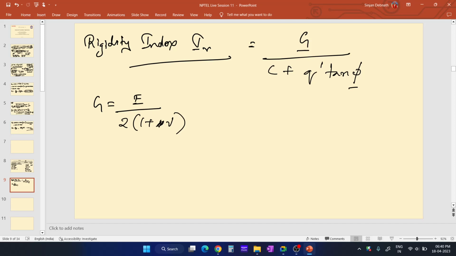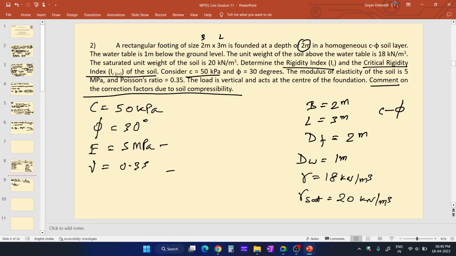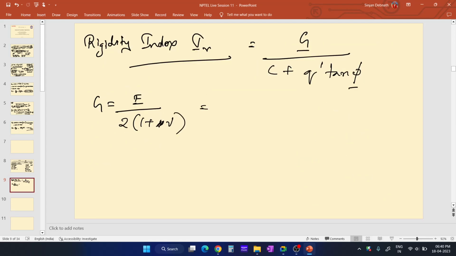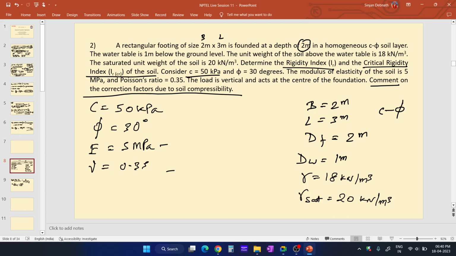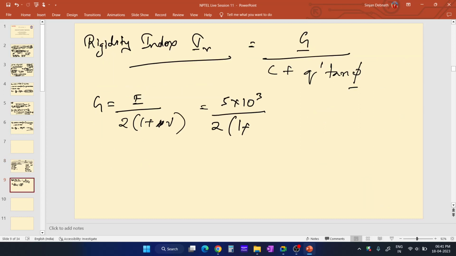We know this, right? So E is how much? E is 5 MPa. So 5 MPa means 5 into 10 to the power 3 kPa divided by 2 into 1 plus Poisson's ratio. Poisson's ratio is how much? It is 0.35. Now if we calculate this, we will get the value of G. The shear modulus comes out to be around 1852 kilonewton per meter square. So this is the value of the shear modulus of soil.